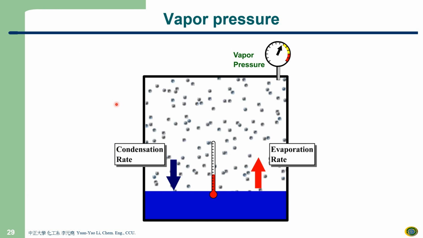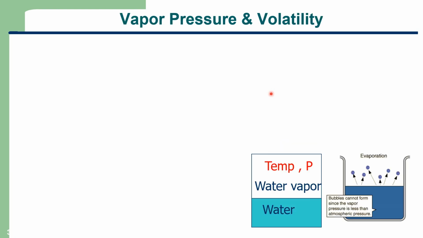So how do you get the vapor pressure? Of course you can have a gauge to measure the pressure, but can you do the calculation? Yes, you can. So in the very beginning of chapter 6, we want to know how to measure or how to calculate the vapor pressure. But first of all, let's talk about volatility. What's volatility?